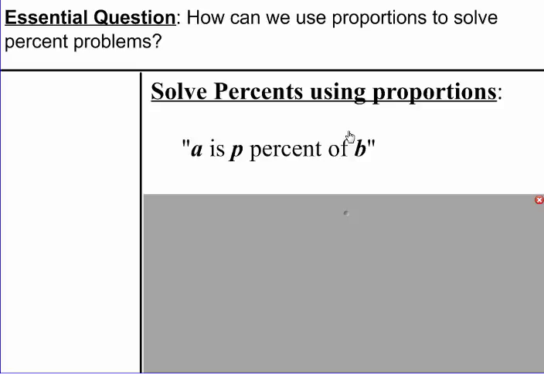Sometimes you might also see it written as P percent of B is A. So it might be written in that format as well. But it'll be one of those two formats that our problems will be written in. And A, P, and B are all actual numbers, and usually one of them is missing, and that's the one that we want to find.